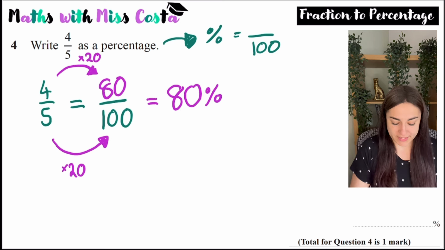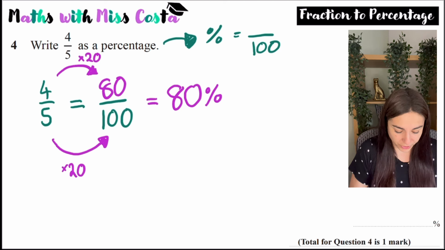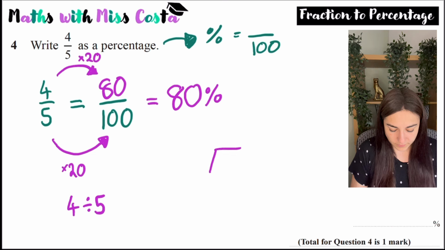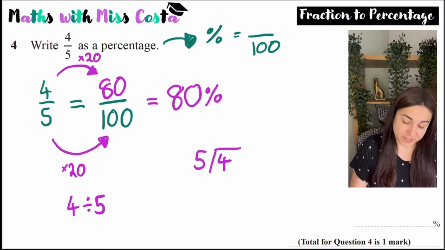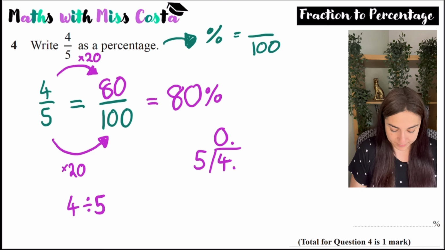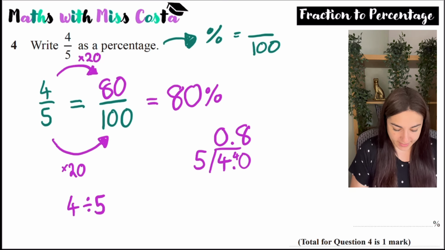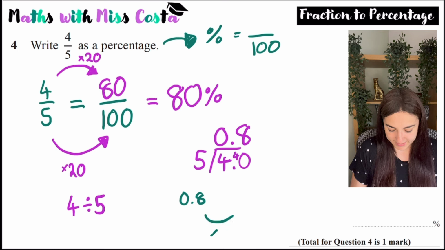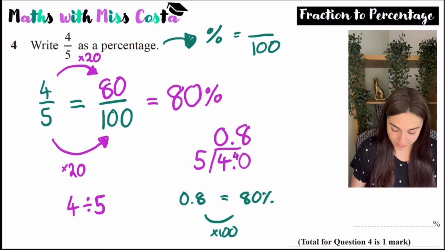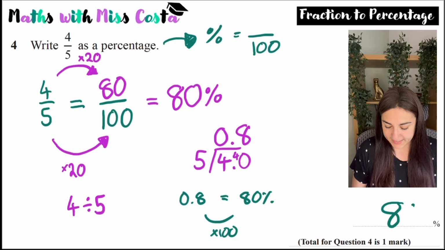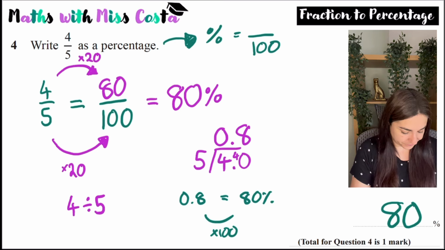If you're not very good at spotting how things multiply, you could do it the other way, which is do 4 divided by 5. So 4 divided by 5 over here. How many times does 5 go into 4? 0, remainder 4. How many times does 5 go into 40? 8. So 4 divided by 5 is 0.8 as a decimal, and to turn a decimal into a percentage, we multiply by 100. So I'd get the same thing, just depends which way you find easier. So 4/5 as a percentage is 80%.